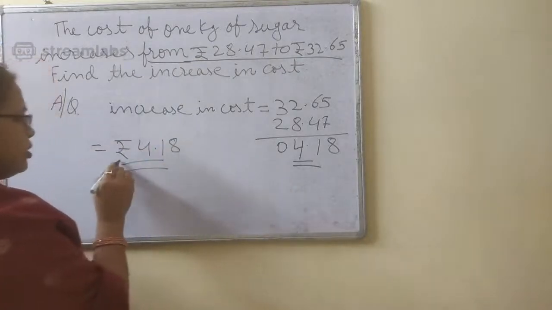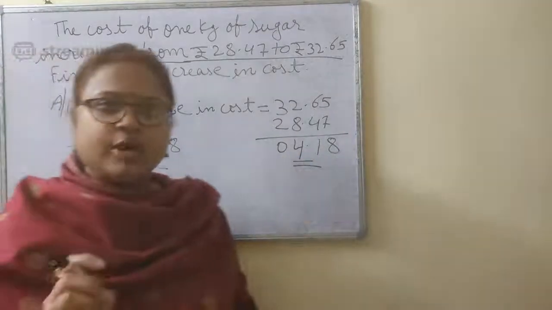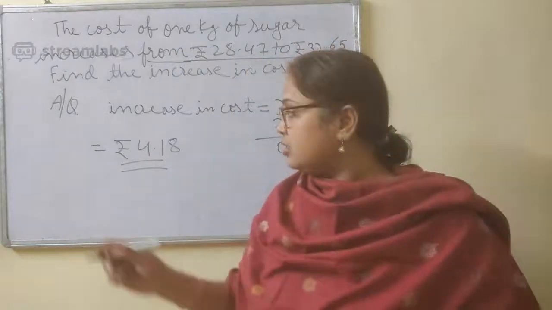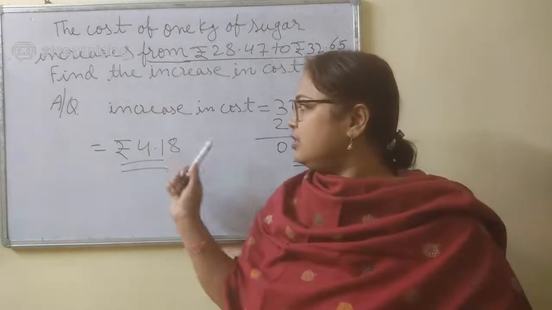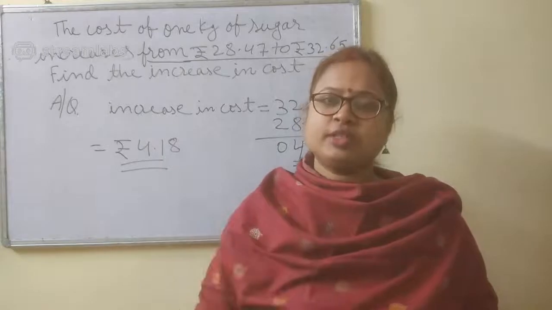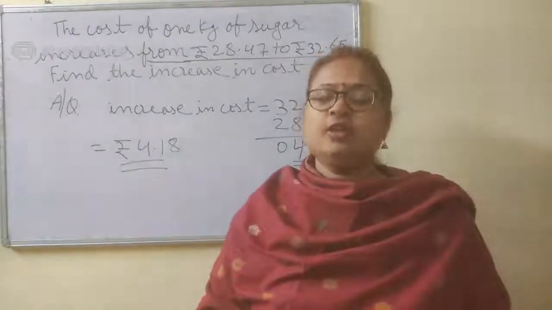It is very important to write the unit. If you simply write answer 4.18, then of course you can lose the marks. So better whenever a word problem is there, you write the answer and you mention the unit also. And what is the unit here? Rupees. Clear?